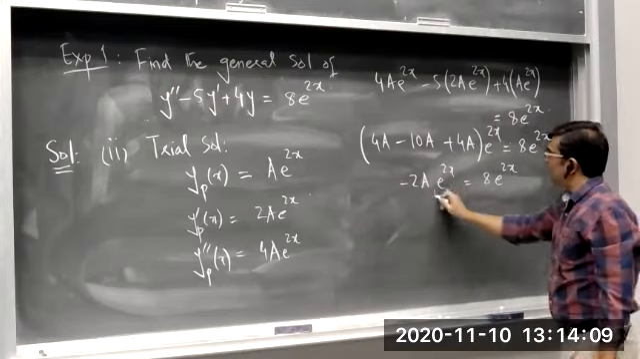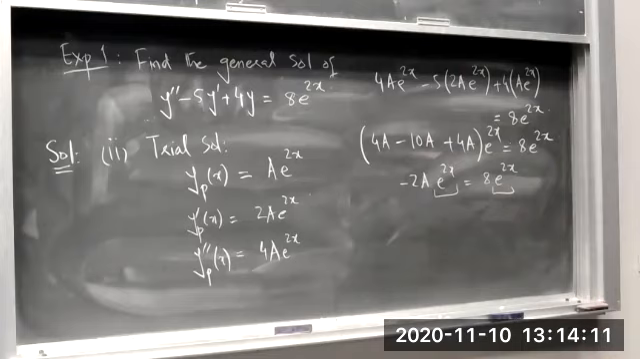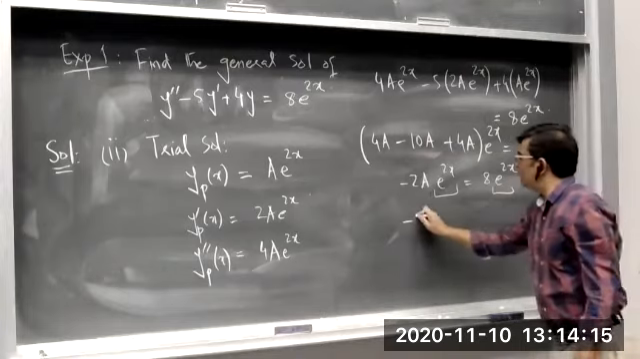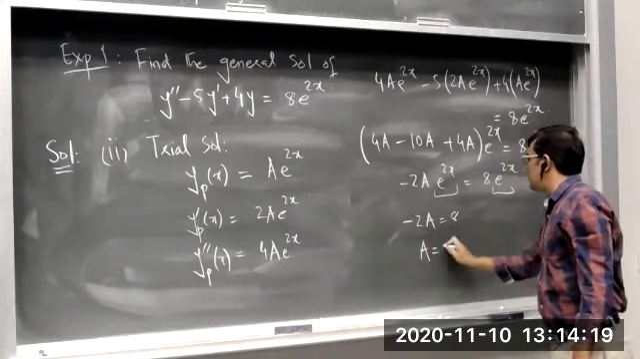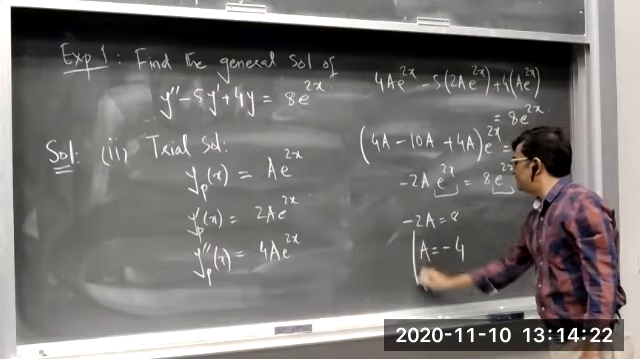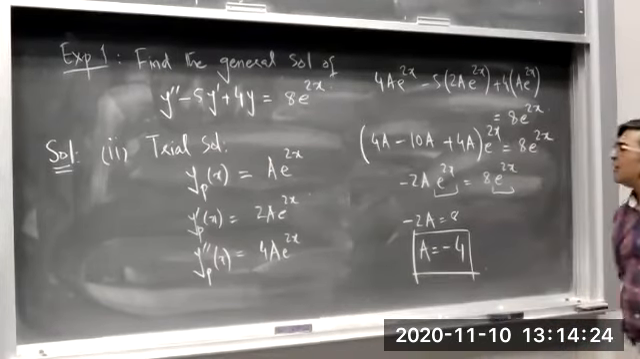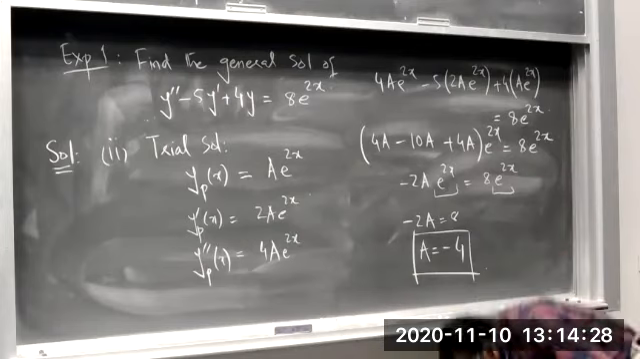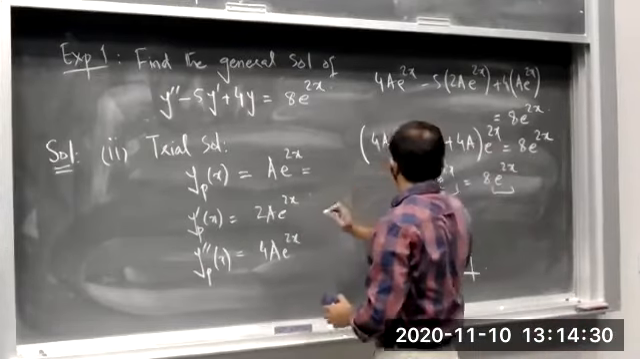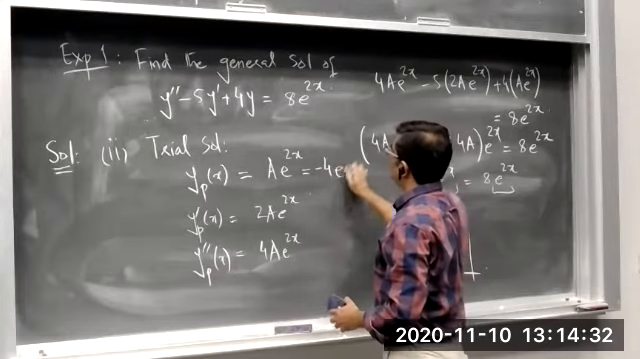Now, these two terms are the same here. Comparing these two terms, left-hand side and right-hand side, we get minus 2a is equal to 8, and a is equal to minus 4. So the particular solution here in this case is what? You put the value of a here, minus 4 e to the power 2x.